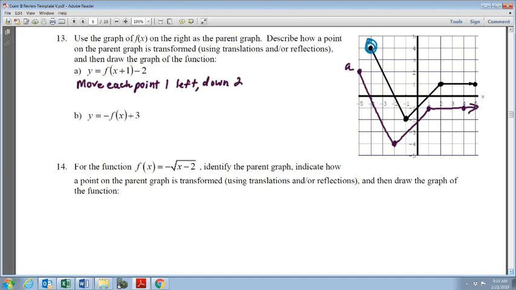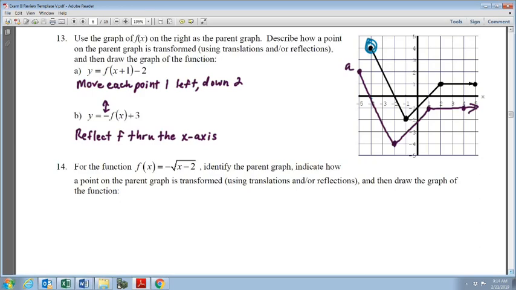Now for part B, you've got that minus out front. So that's going to cause a reflection through the x-axis. That's how we indicate that. And because of the plus 3, we're going to move up 3, and we'll get to that in a second. So we talked about how you should always do reflections first, and so let's go ahead and do that.